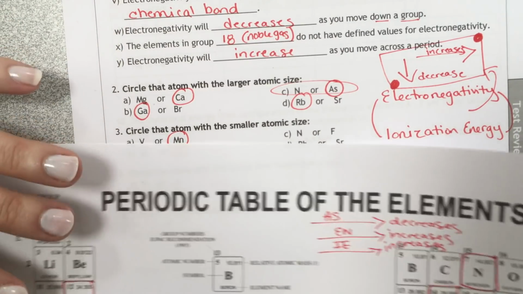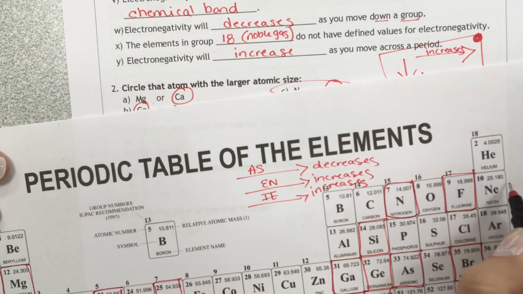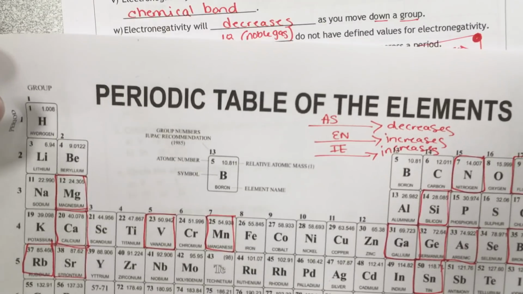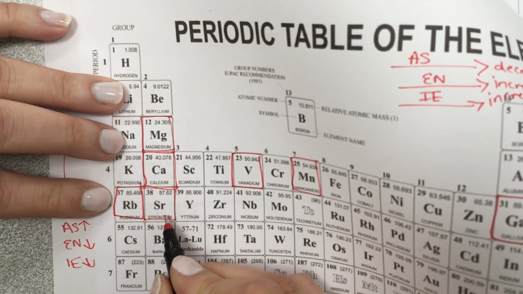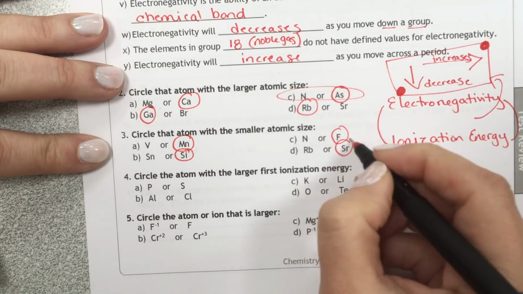Okay, smaller atomic size, nitrogen or fluorine. They get smaller as you go to the right, so fluorine's smaller. Rubidium or strontium again. We're comparing these two. And we want smaller. They get smaller as you go to the right, so strontium is Sr.